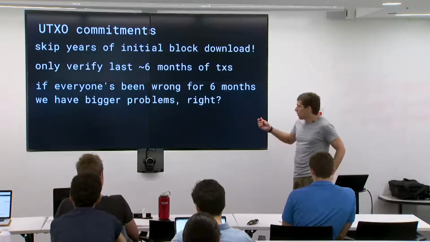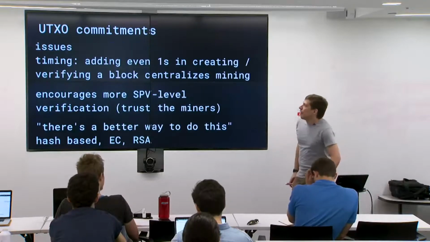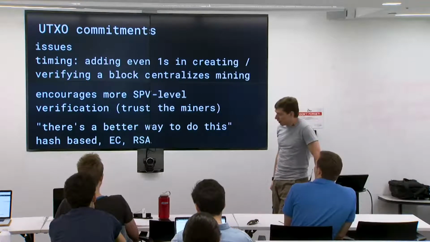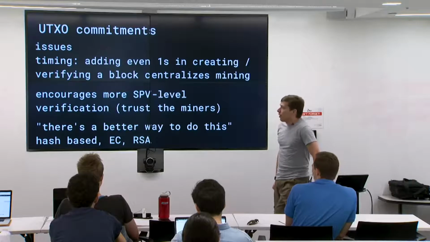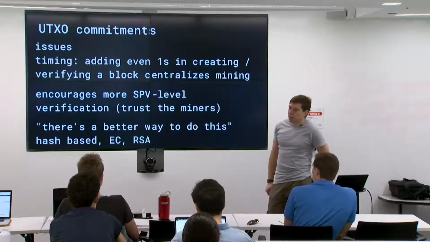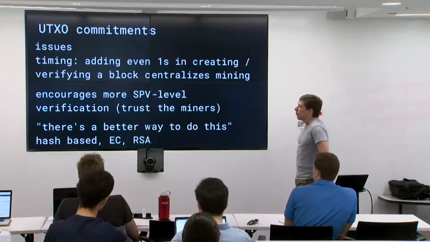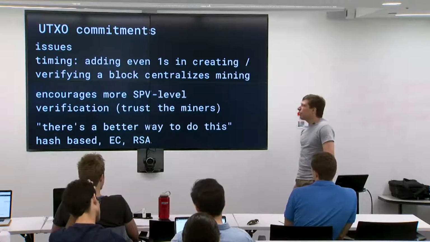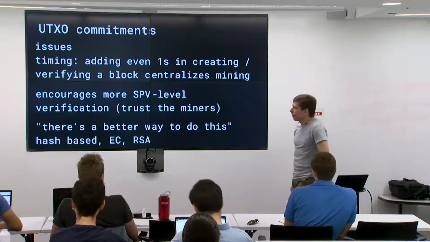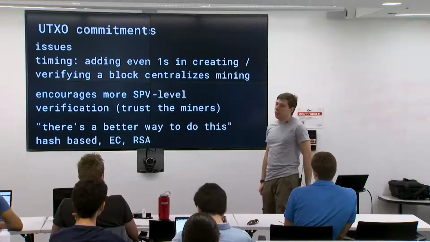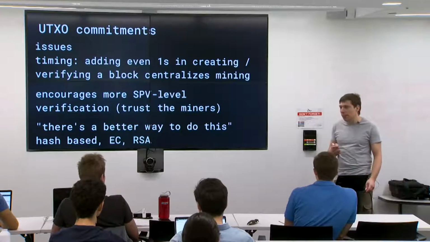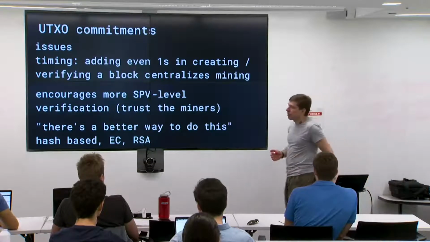Anyway, so this is an idea. The issues: timing is probably one of the biggest issues. If it's consensus critical, then the miners need to put this into their blocks, and miners also need to verify it when they get a block. And adding even a second to creating and verifying a block can centralize mining a bit, because the idea is, I want to be able to immediately start mining as soon as I see a block.